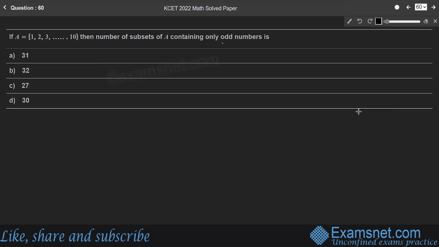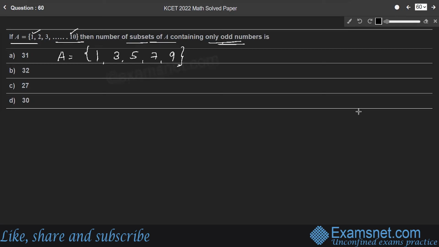Question number 60. If A is equal to 1, 2, 3 up to 10, then the number of subsets of A containing only odd numbers is. So here students will consider a set that contains only odd numbers from 1 to 10, right? So we'll write A as: 1 is an odd number, 1, 3, 5, 7 and 9, right? There are 5 elements, 1, 3, 5, 7, 9, which are odd numbers.